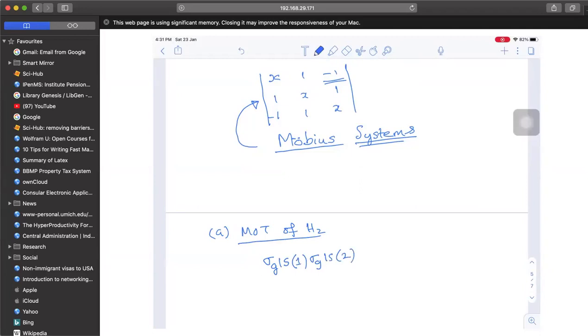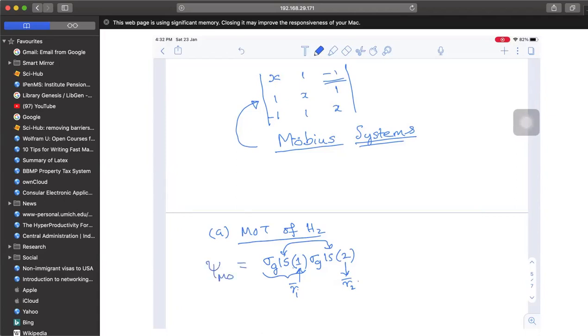Let me explain the meaning of this. This means that the wave function is a product of two sigma G1s orbitals. Why is it a product? The first electron is sitting in that molecular orbital, which means that you have to put in the position coordinates of the first electron. And then into the second molecular orbital, you have to put in the position coordinates of the second electron. This has R1 and that has R2 in it. You multiply these two, and that is the psi molecular orbital.